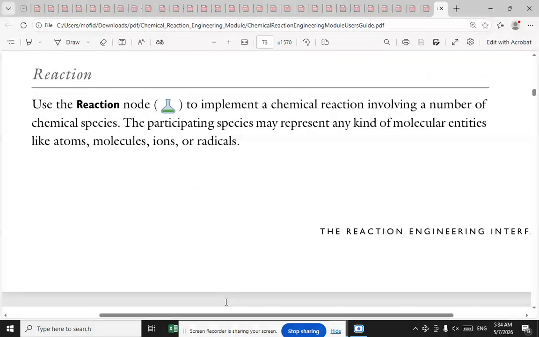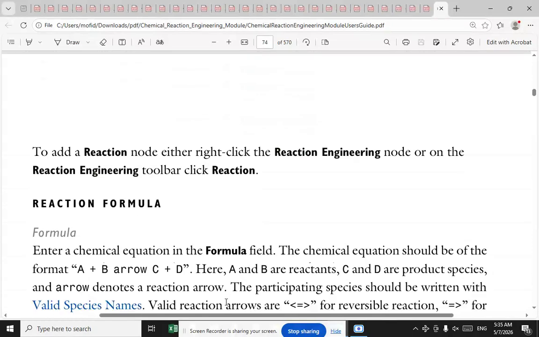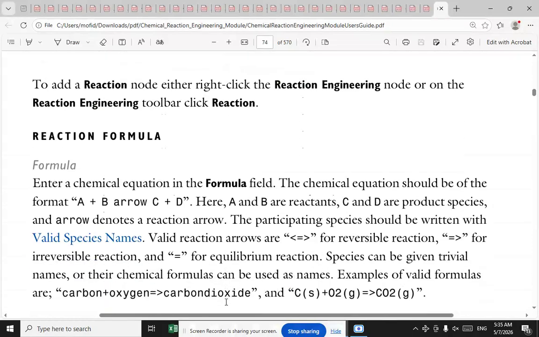Use the Reaction node to implement a chemical reaction involving a number of chemical species. The participating species may represent any kind of molecular entities like atoms, molecules, ions, or radicals. To add a Reaction node, either right-click the Reaction Engineering node or, on the Reaction Engineering toolbar, click Reaction.